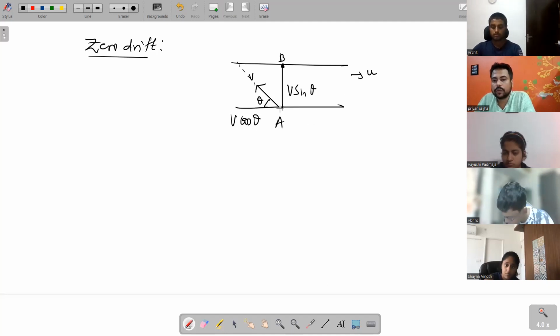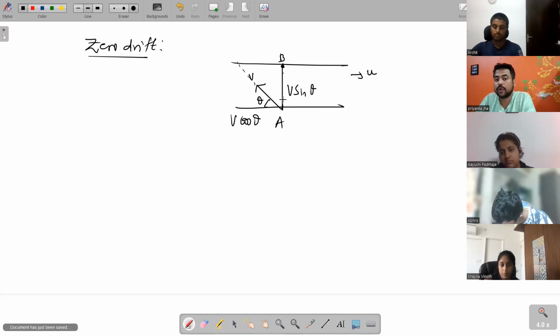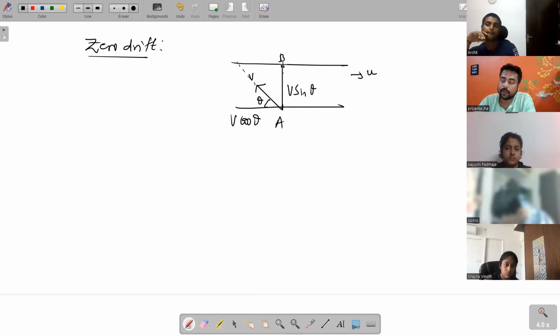Now, you want to go from A to B for zero drift. There should not be any drift. So you want to move along AB only. So the net result, the resultant velocity, must be along AB only. Line AB only, you should have resultant velocity.